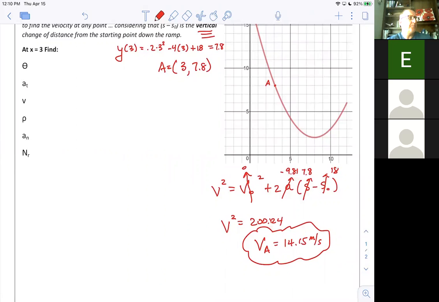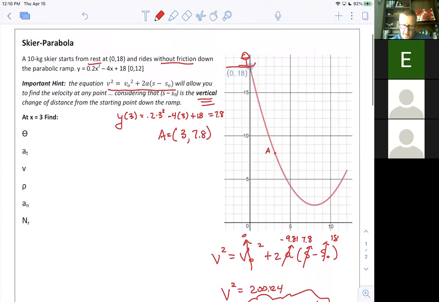Go ahead, Daniel. Am I crazy, or does this graph not actually match the equation? That's a good question. Because in my head I was thinking at x equals 10, it probably should be below. Like that's 20 minus 40 plus 18. Is that -2? It may not match the graph, but I thought it did.